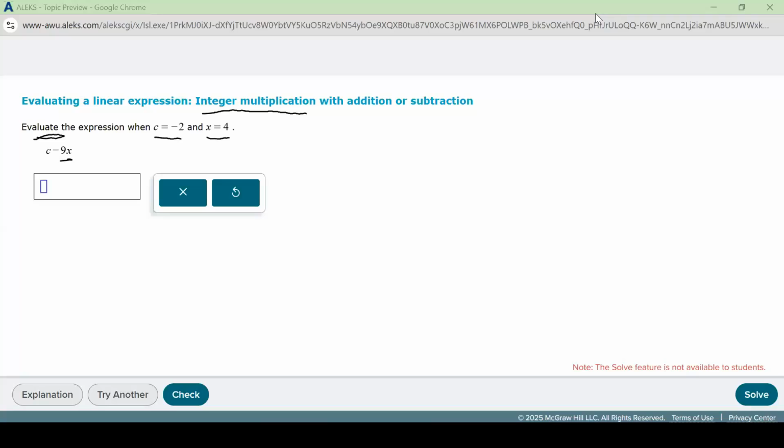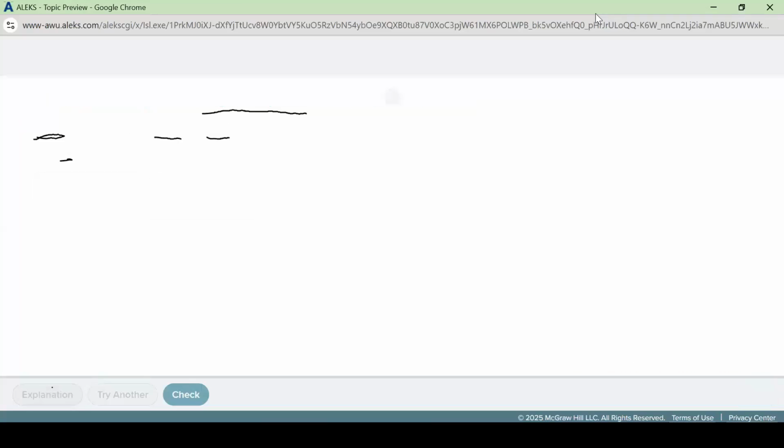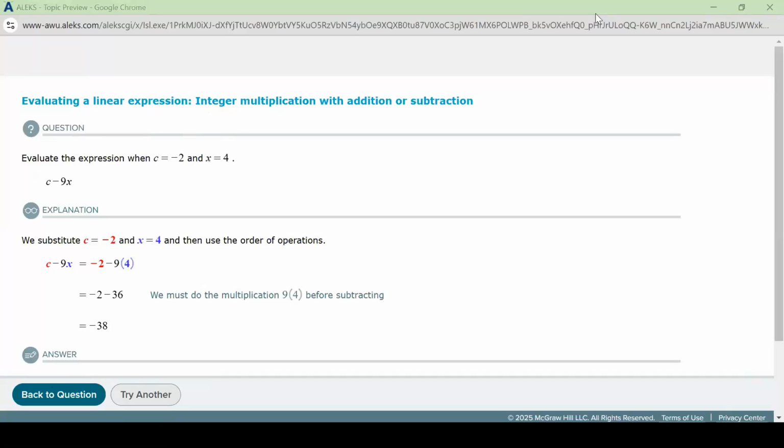So I like to click on the explanation first. So I recommend you click on the explanation. Get rid of all the drawings. And then in this explanation, they give you color so you can see where the X, which is right here, is being substituted with the 4. And then the C is being substituted with -2. And you have to be careful about signs.